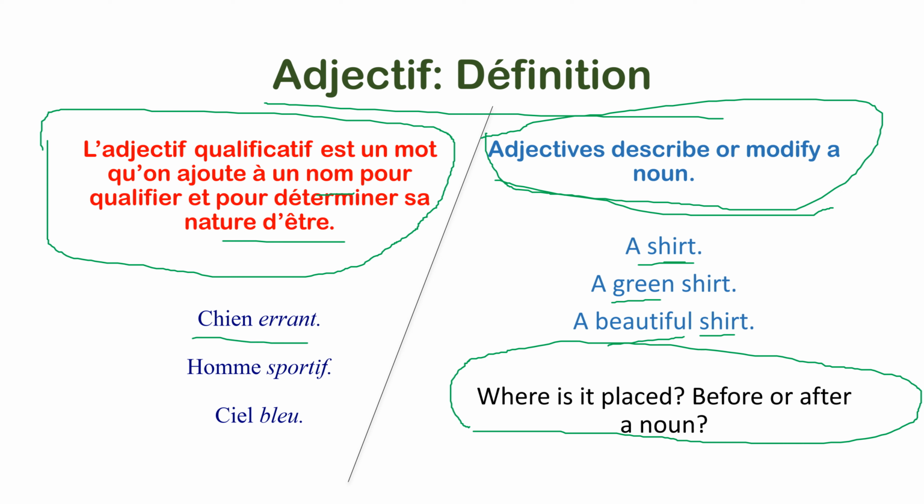Okay? If we say chien errant, errant here, you will see I put it in italics, that's your adjective. Homme sportif, again, sportif is your qualificatif, l'adjectif, and ciel bleu, once again, is your adjective. Now, what is chien errant? It's a stray dog. Homme sportif, an athletic man, and ciel bleu is a blue sky.